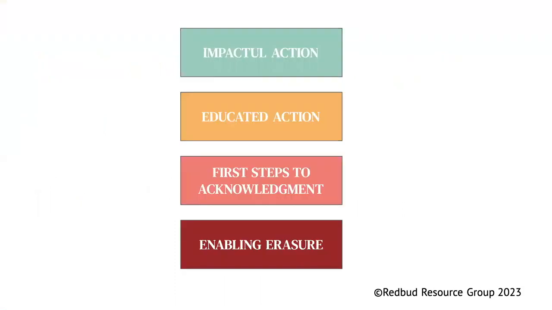Let's get started. The Allyship Spectrum is made up of four types of levels or actions. Reading the spectrum from the bottom up, you will see enabling erasure, next, first steps to land acknowledgement, then educated action, and finally, at the top, impactful action.